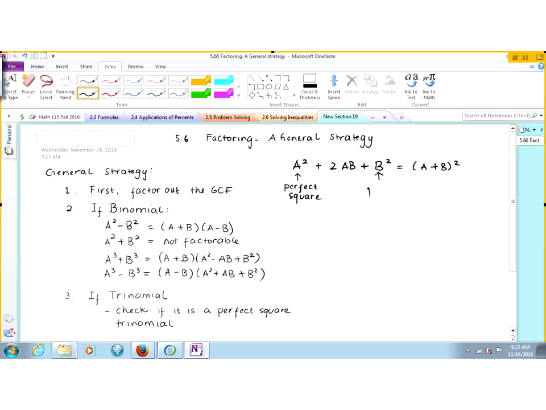And this last one is a perfect square. And then this middle term here is 2 times ab. So you got to check this middle term. So 3 things to check. The first one is a perfect square. The last one is a perfect square, and the middle term is twice ab. And same thing with the minus. So this is true for the minus also: a squared minus 2ab plus b squared, which is equal to a minus b squared.